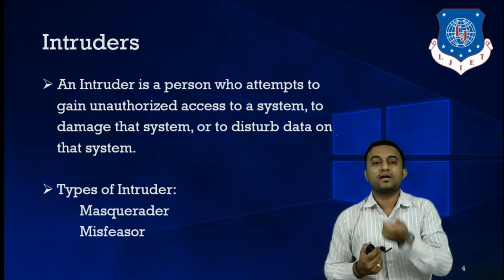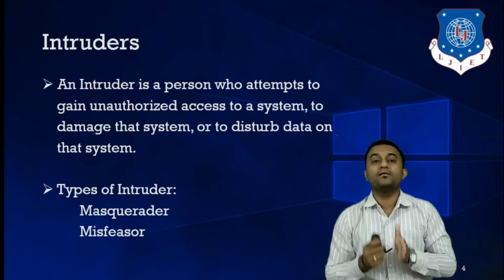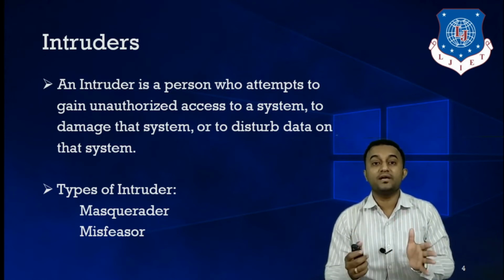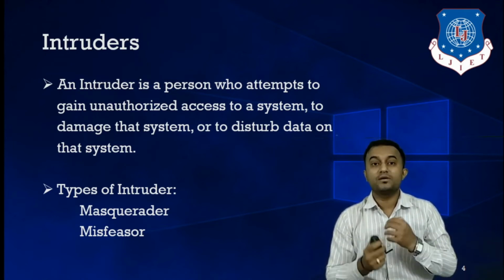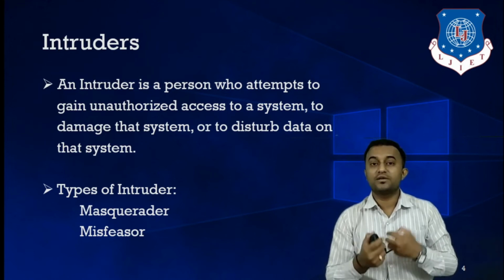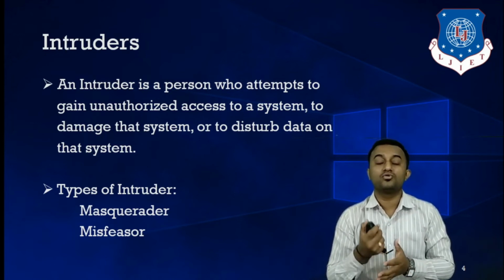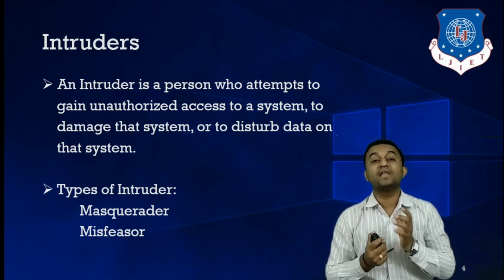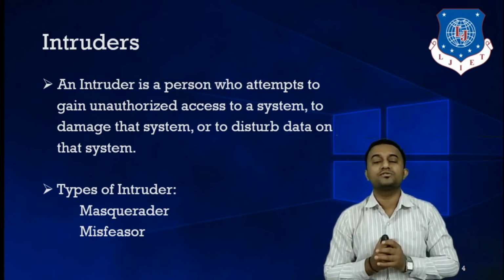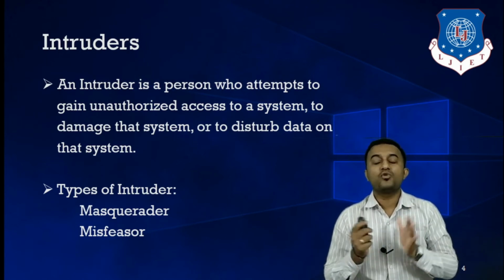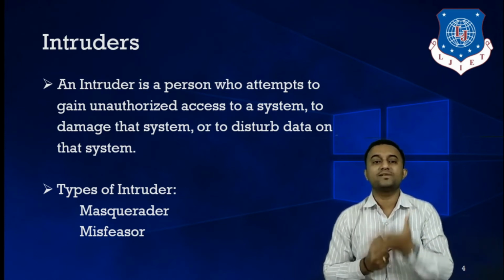So masqueraders are generally outsiders and they do not have the privileges or access rights to a particular resource, but by doing certain activities or operations, he or she is able to manage to get those privileges, and with the help of those privileges he or she can enter into your system and tries to modify certain things in your system. So this is the intention of a masquerader.